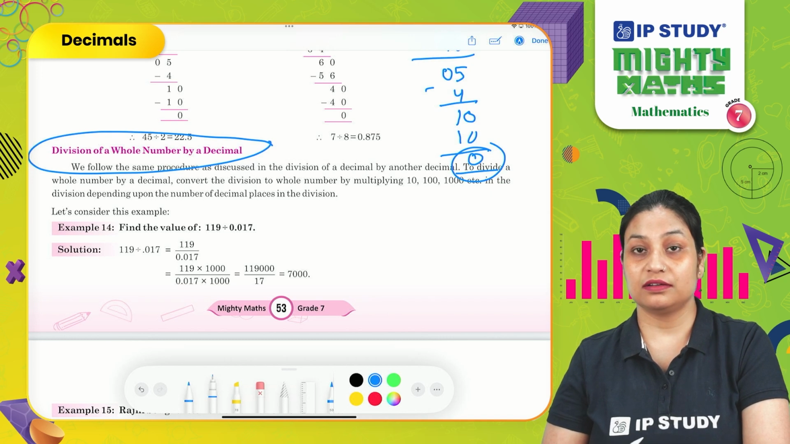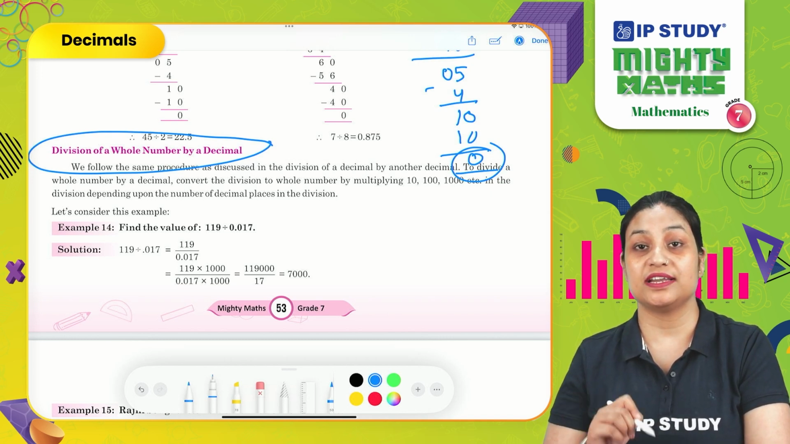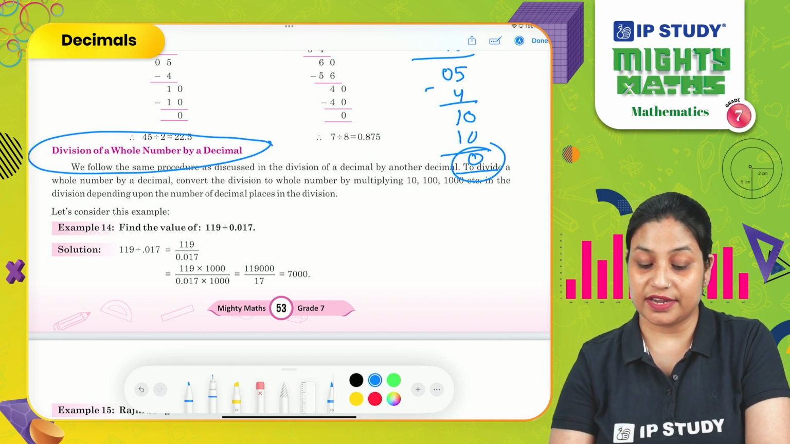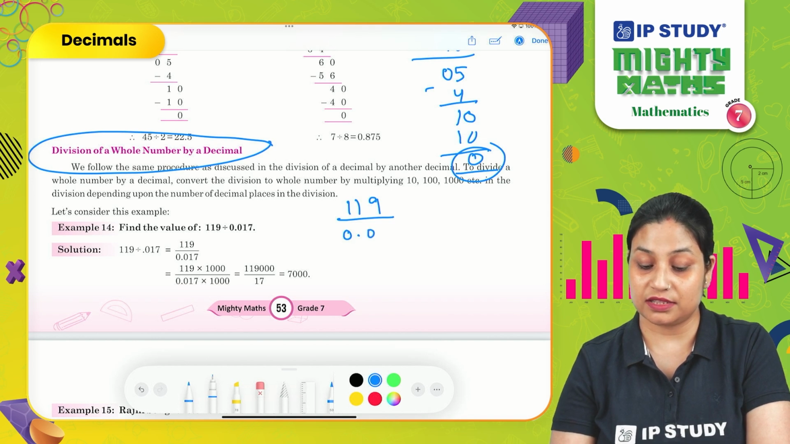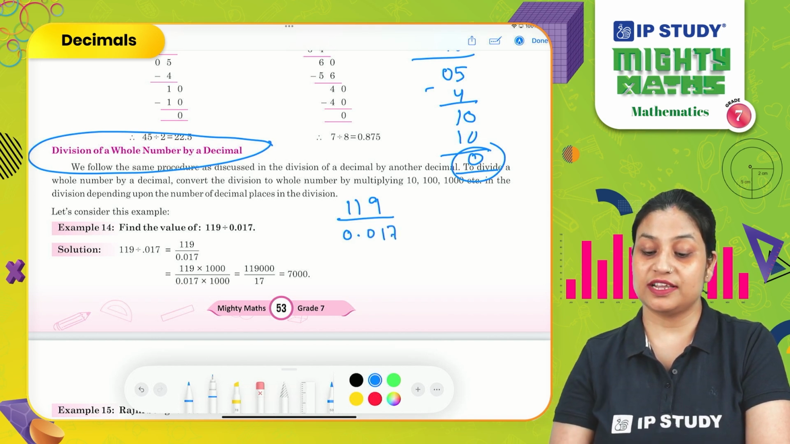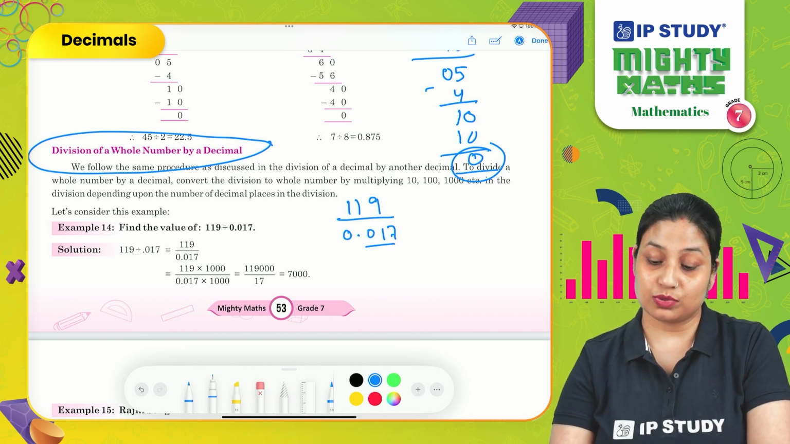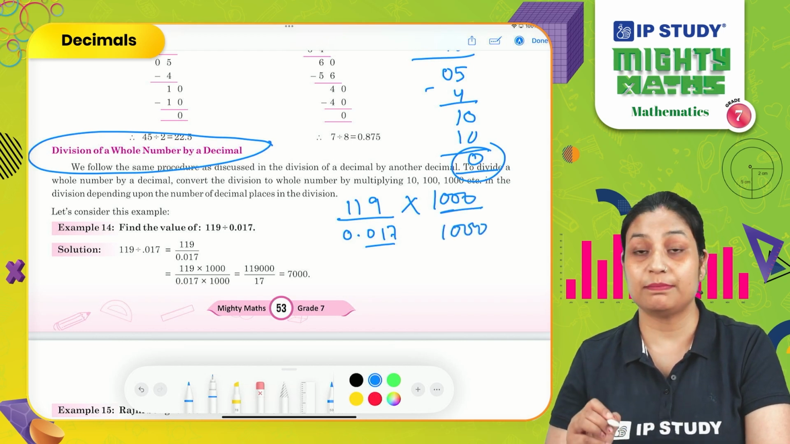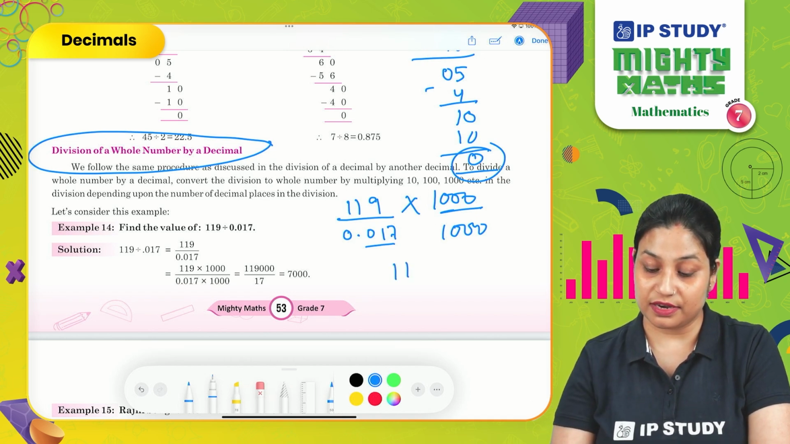It's quite similar to what we did when we were dividing a decimal number by a decimal number. So here again you have to write the numerator as it is and the denominator like this, right? Now how many decimal places we have in the denominator? We have 3 decimal places. So what we will do? We will multiply and divide by 1000 because we have 3 decimal places in our divisor or in the denominator. Now solve it.